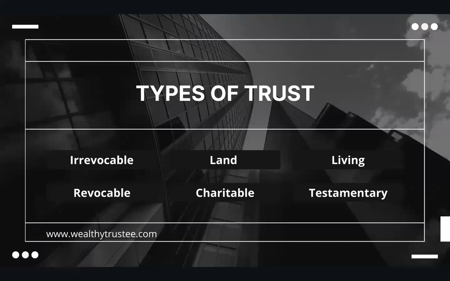So it means that a revocable trust can actually be revoked by the creator, right? So the grantor can terminate the trust at any point in time. The grantor can remove beneficiaries at any point in time. The grantor can take back property at any point in time, and the grantor can make amendments to the trust at any point in time. So that is a revocable trust.